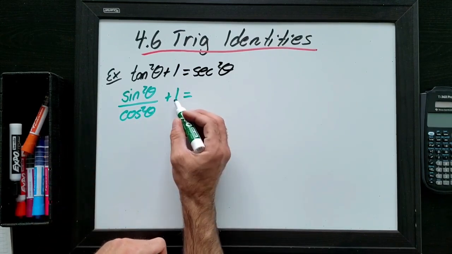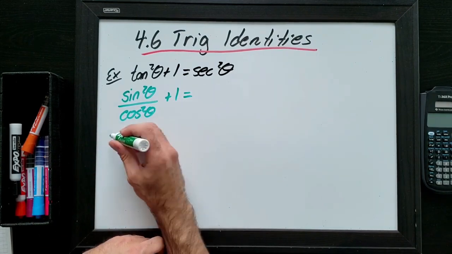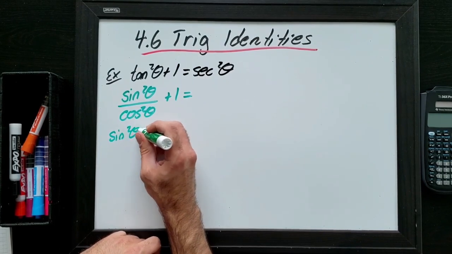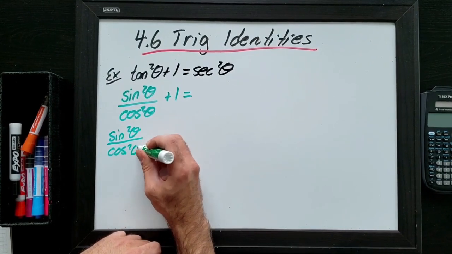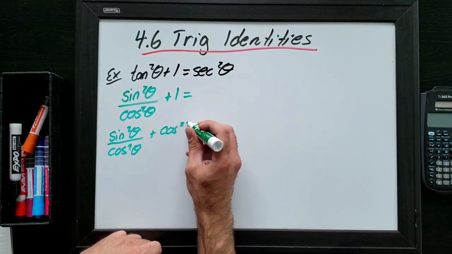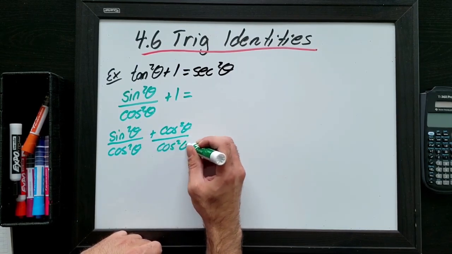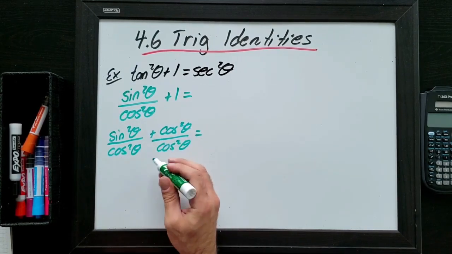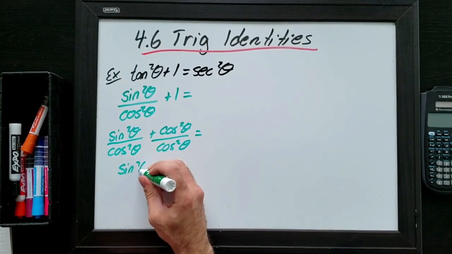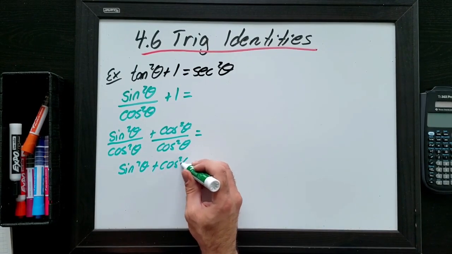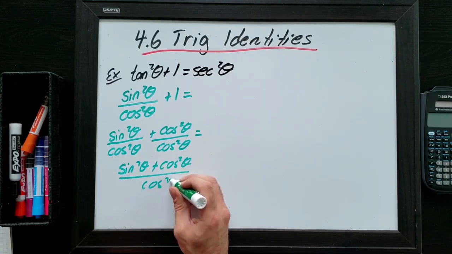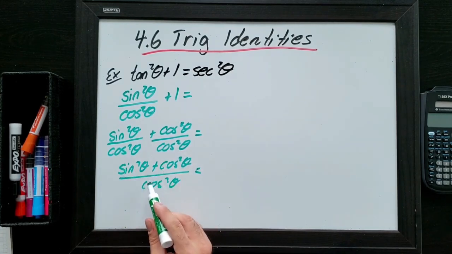Common denominator. So I'm going to change this 1 into a common denominator with the cos squared theta. So this is sine squared theta over cos squared theta plus cos squared theta over cos squared theta. And now that they have a common denominator, I can write the numerator over 1 denominator. Okay, just combine the numerator.